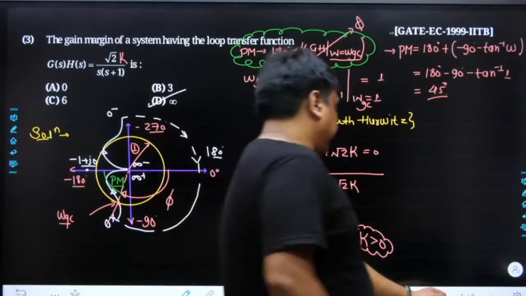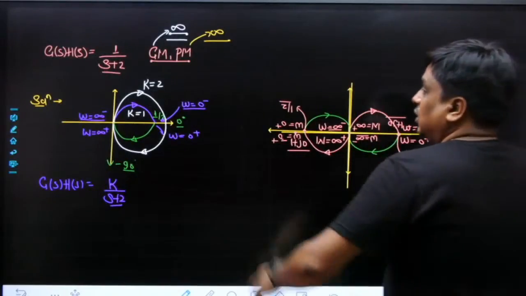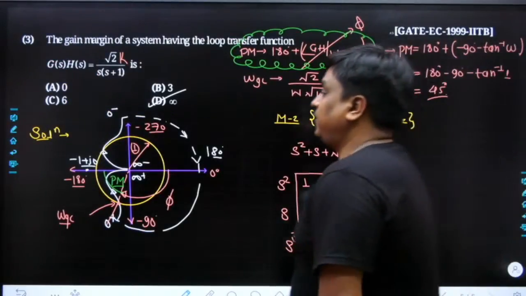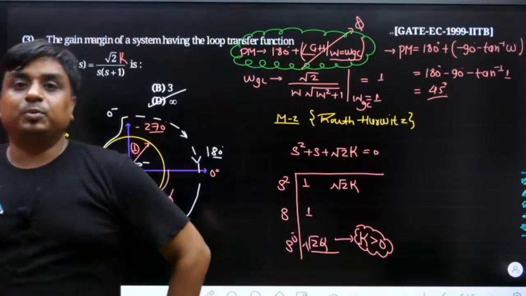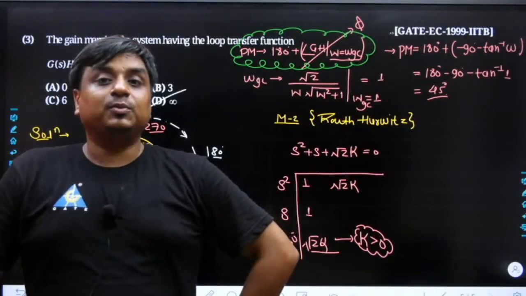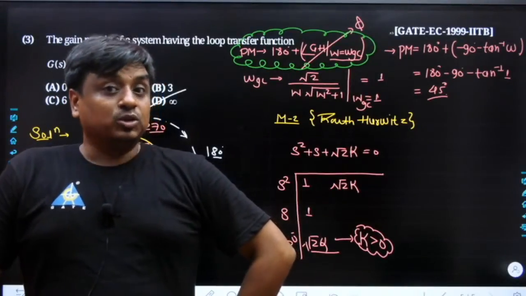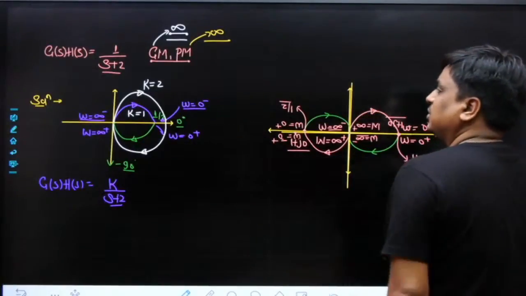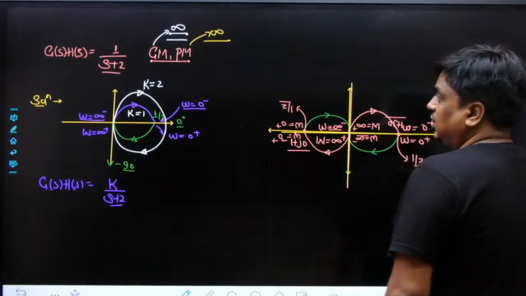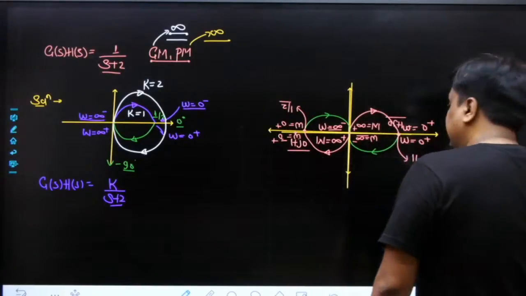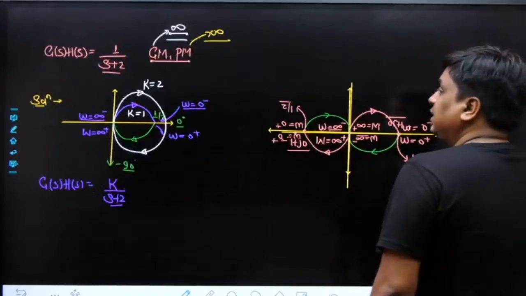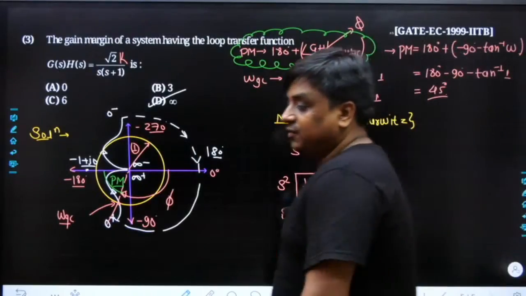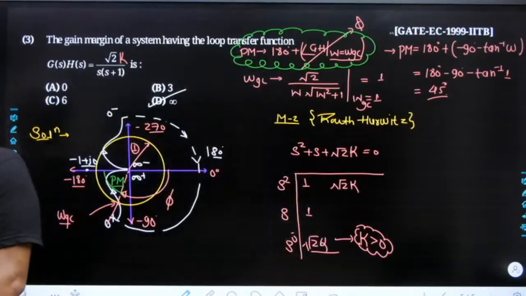Now I would like to have the input from each one of you. The first system is 1 upon S plus 2, and the second system is root 2 into K divided by S into S plus 1. Which system would be the better stable system, or where is the stability more? Here the gain margin is infinite, here also the gain margin is infinite. Here the phase margin was also infinite, but here the phase margin is not infinite, it is a finite value. So which is the more stable system?